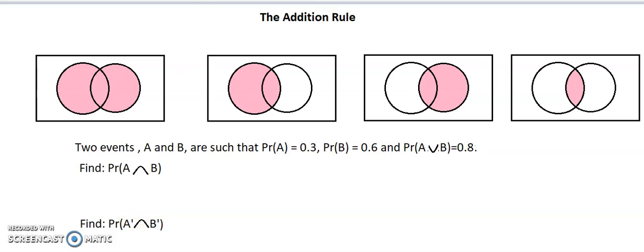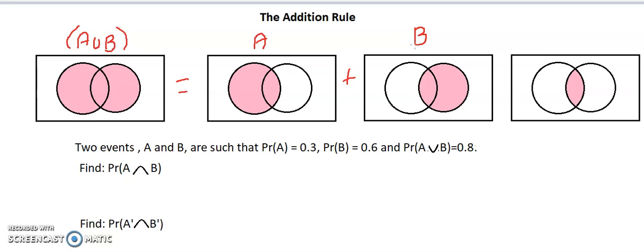The addition rule. So I've drawn it up here to make it easier for us to understand it. So the addition rule is when we are thinking about all of A union B is equal to A plus my area of B.